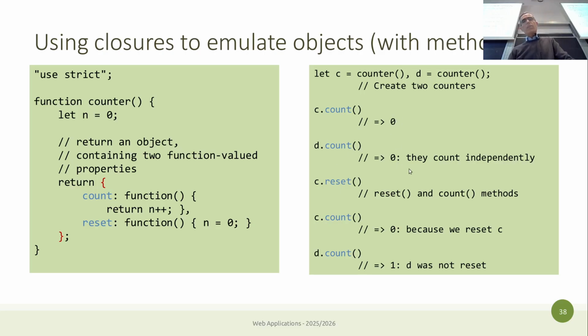They count independently. C reset, okay? So C count is still 0. It was 1 because we had plus plus, but then we have n0, okay? Okay, and then the other counter, there we didn't reset anything, so we get 1, and then plus plus inside the n value there is 2. Okay.